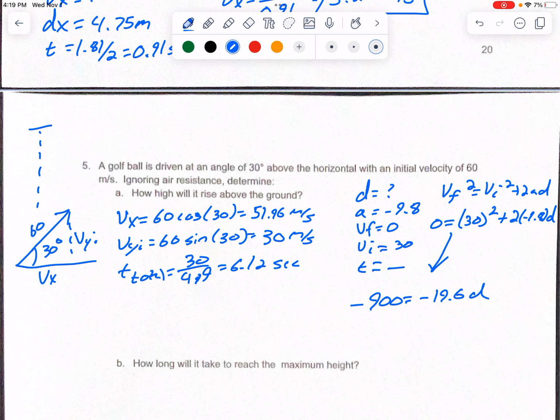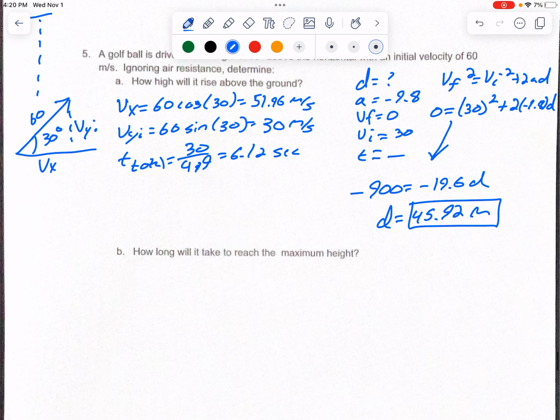Now, be careful with this. It does look like it's minusing right here. That just means it's negative. So just be careful with this. I'm not going to add 19.6 to each side and then get 916 or 919.6 meters. That's not going to be correct. So what you're going to do is divide both sides by negative 19.6. So you get a height of 45.92 meters.